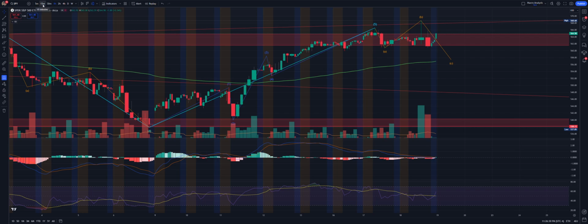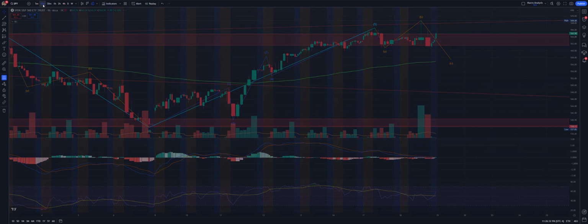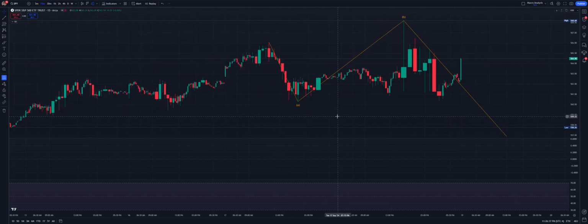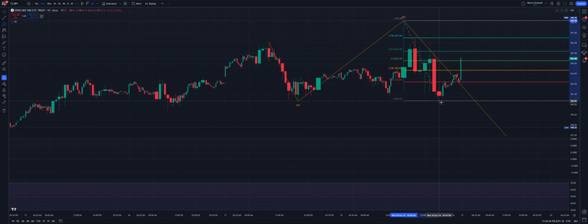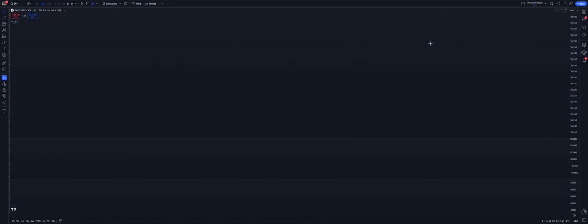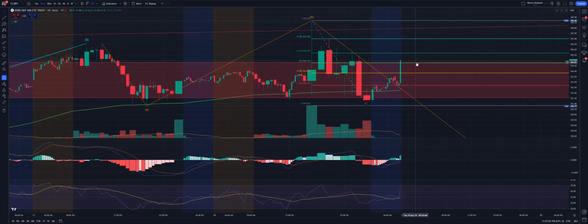Let's move to the 15 minutes. You want to see something like this tomorrow. Let's see here. No, there you go. You want to see a rejection over here. 569, which is 618 fib, or 567. You want to see a rejection right here.